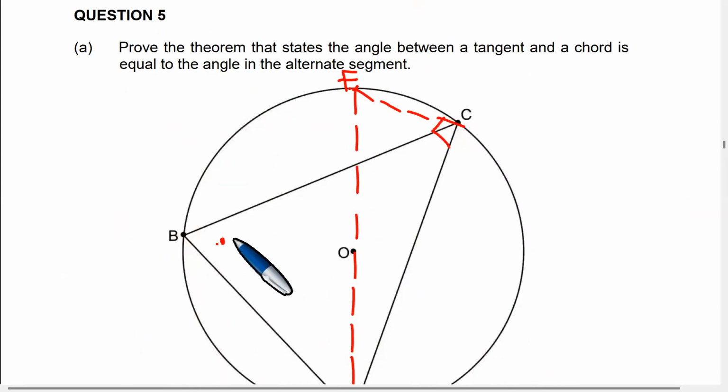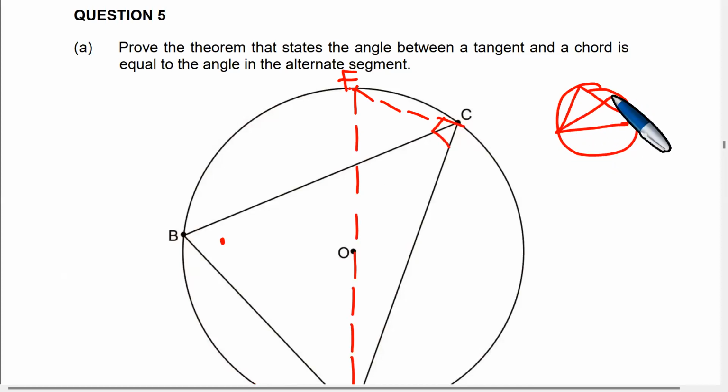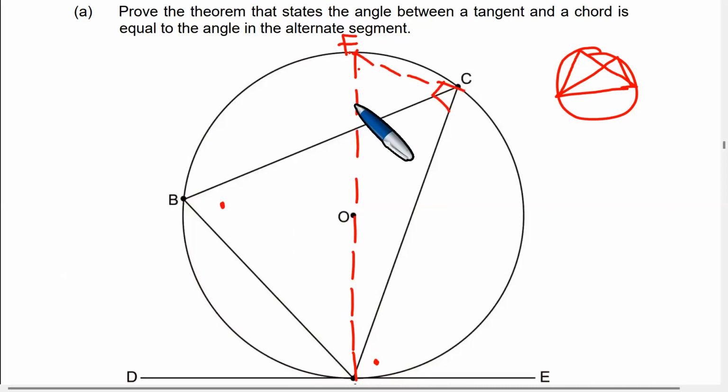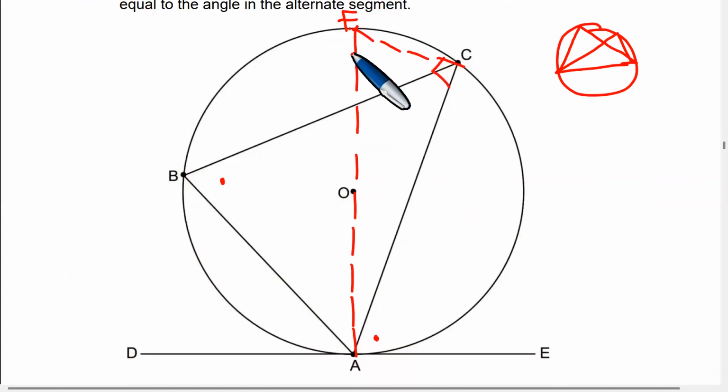OFC, this angle is equal to this one. This angle is equal to this one because they're in the same segment. You have this here and you have this. Angles in the same segment. So this equals this, which means, therefore, this equals this. So if this equals this, how do we write that? We're going to say that OFC is equal to ABC.